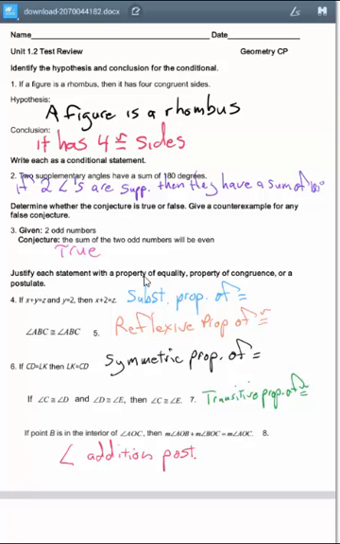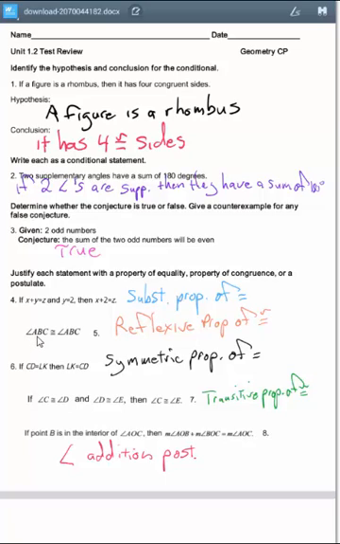Justify each statement with a property of equality, a property of congruence, or a postulate. If x plus y equals z and y equals 2, then x plus 2 equals z. What happened is the 2 replaced the y in the first part where it says if x plus y equals z. We substituted the 2 in for the y, and then we have x plus 2 equals z. That's the substitution property of equality.